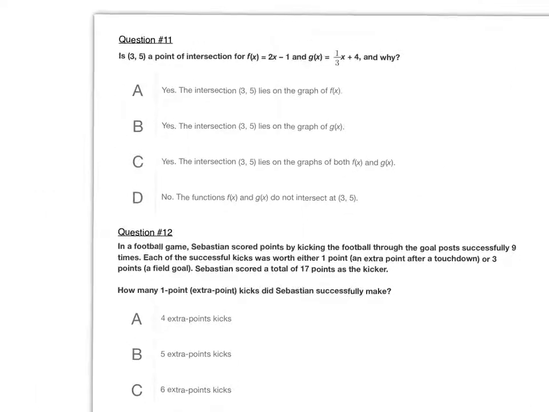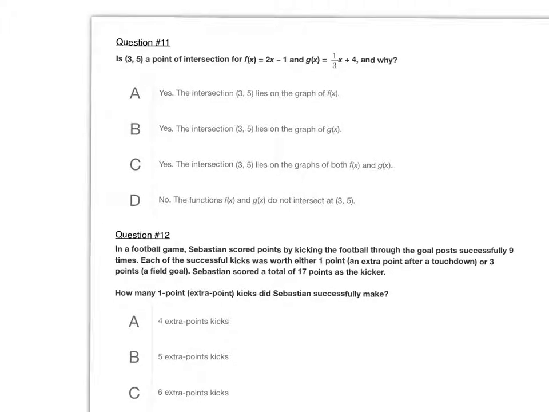So question 11. The question is, is 3, 5 a point of intersection for these two functions, and why? So we're going to actually have to, like we did with the previous question, plug in our x value of 3 and our y value of 5 into both equations, and it's got to make both equations true. Remember, f of x and g of x are the same as y, so this is y and that's y. So I'm going to start off with the first function.